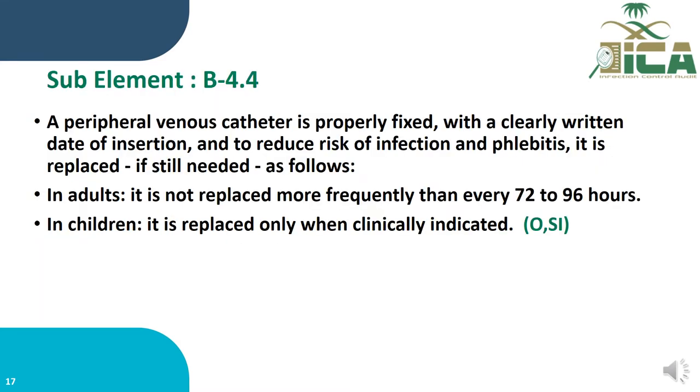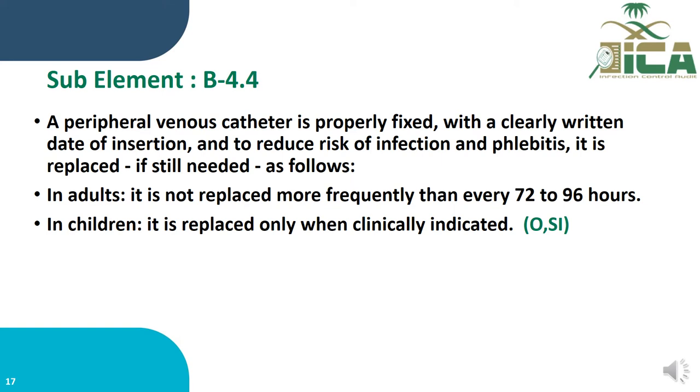Sub-element B4.4: a peripheral venous catheter is properly fixed with the clearly written date of insertion, to reduce the risk of infection and phlebitis. It is replaced if it's still needed, as follows. For adults, it is not replaced more frequently than every 72 to 96 hours, and for children, it will be replaced only when clinically indicated.